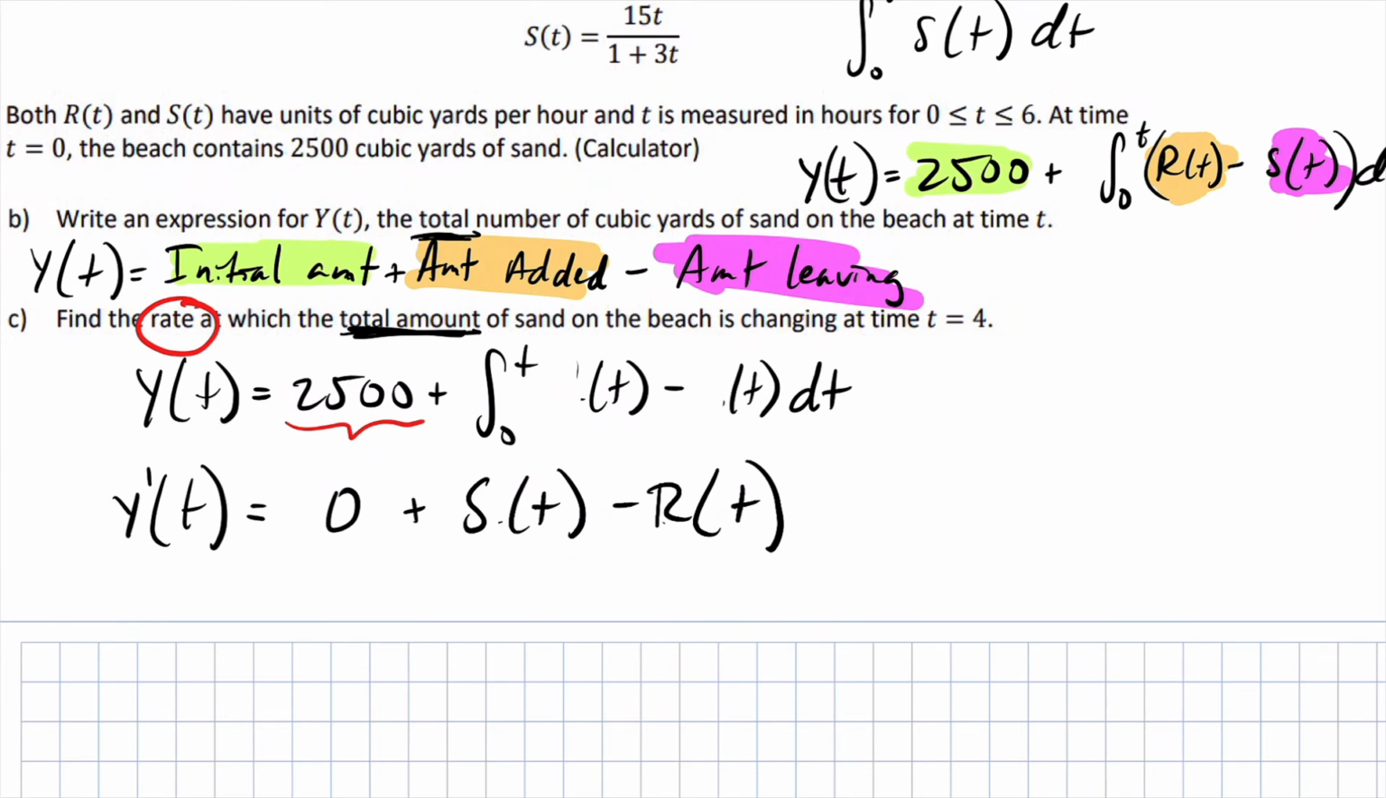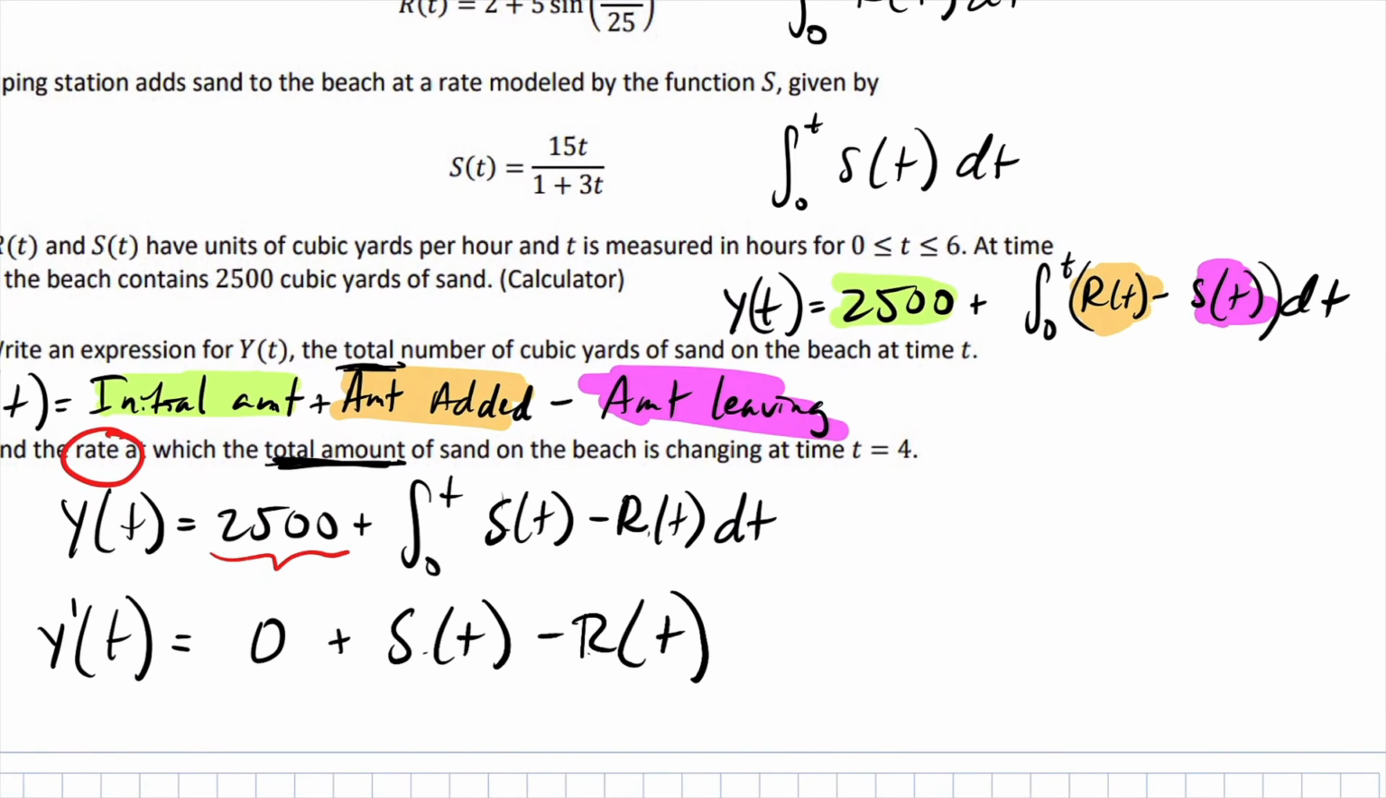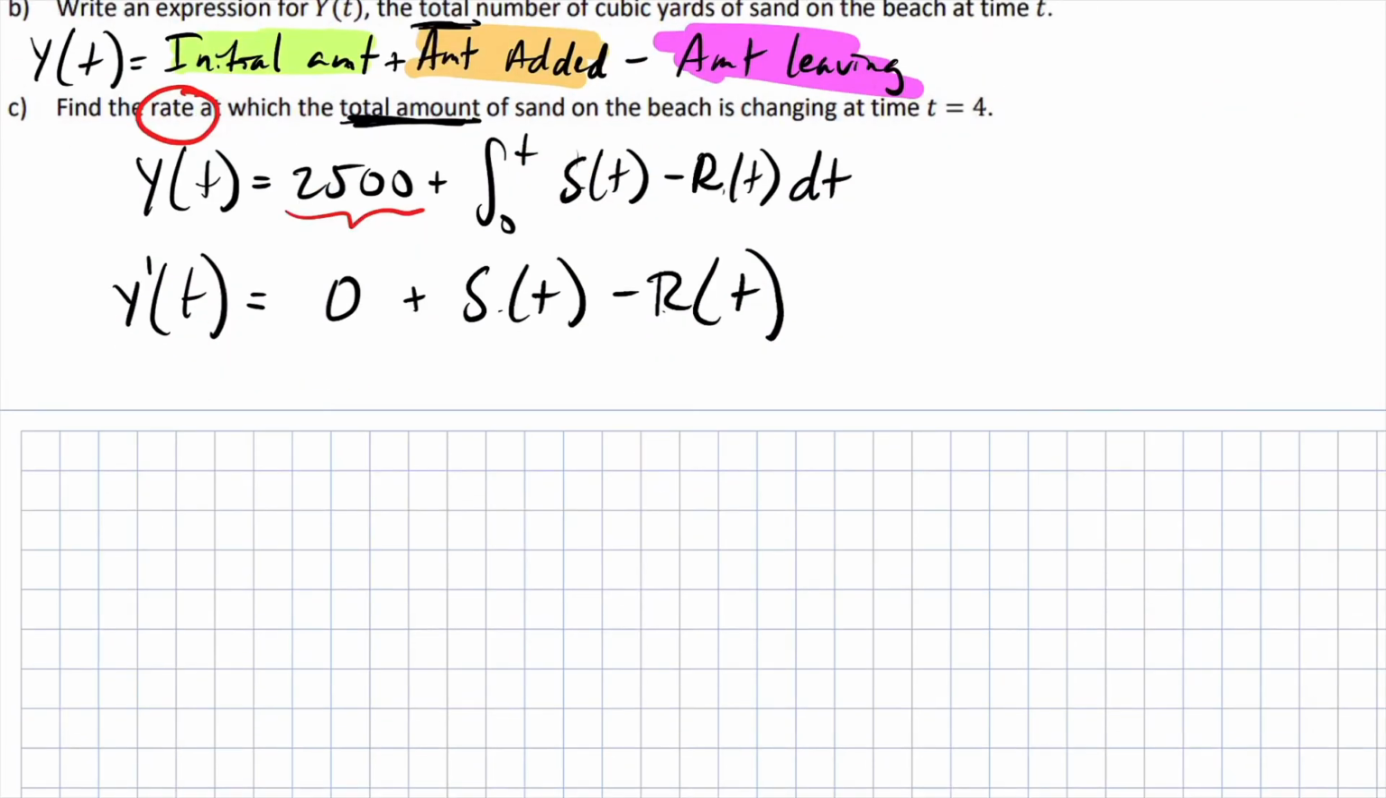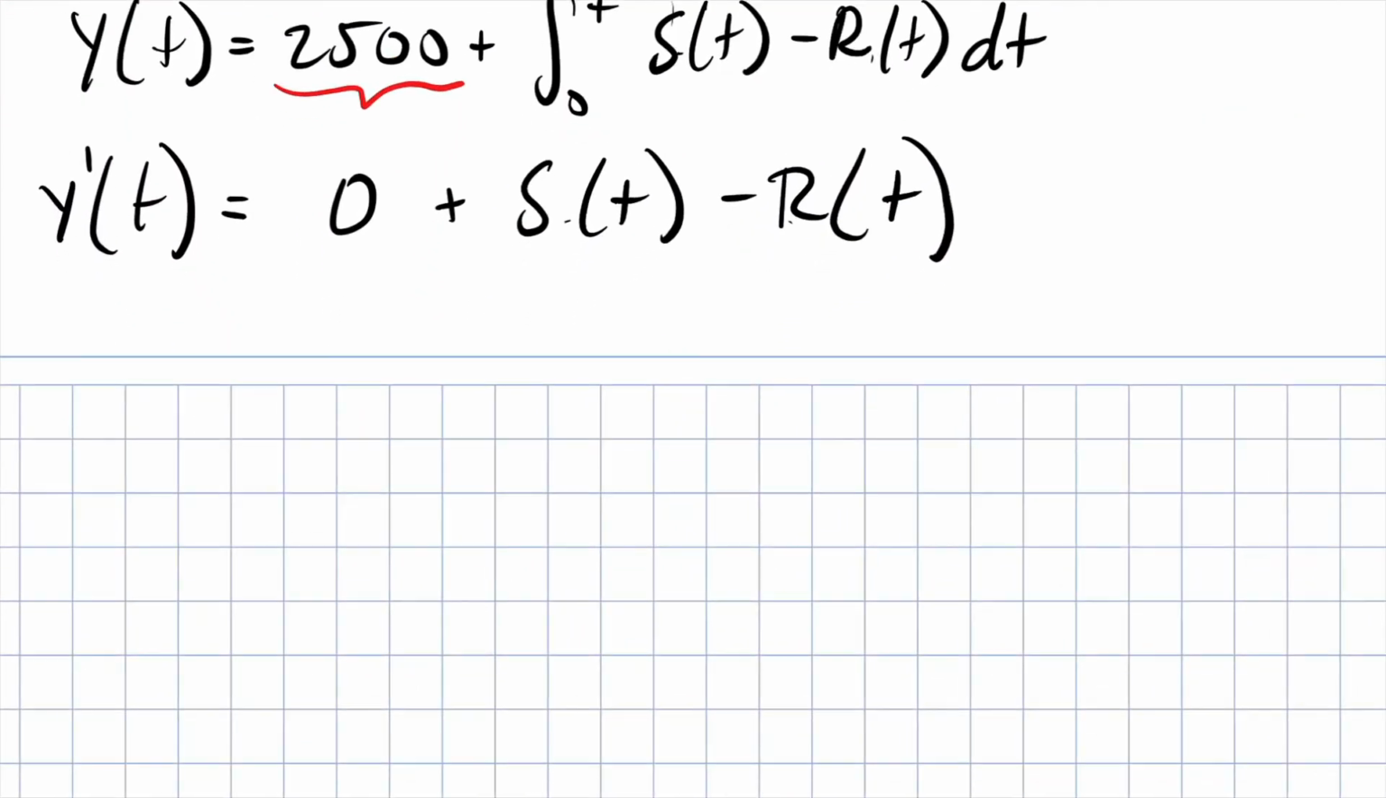S is adding. R is taken away. So yeah, we want to subtract the taken away. We want to add the part being added. Okay, S minus R. Thank you. Yeah, that's definitely important. Okay, so what do we do now? Found the derivative. How do I find the rate now when t equals 4?